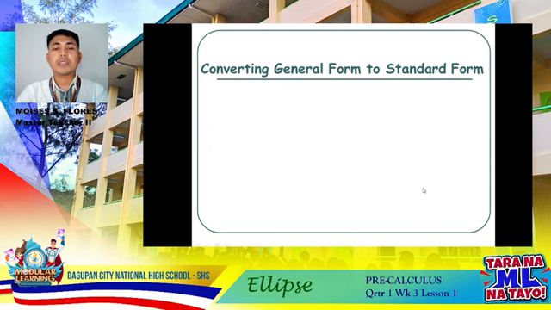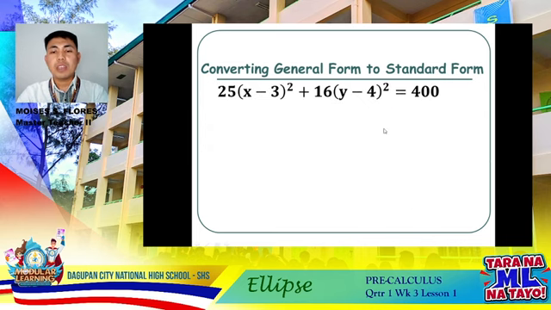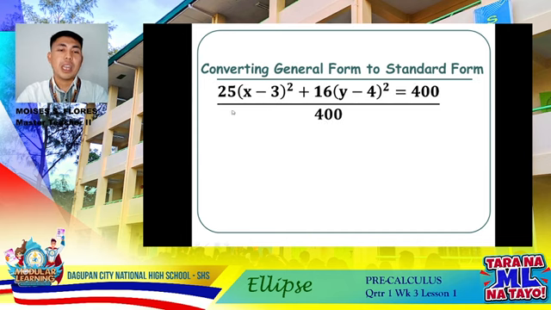Okay, after doing that, we remember that our standard form should be equated to 1. So how will you make your constant here equal to 1? Yes, you're right. We're going to divide both sides with 400. So divide both sides with 400. And what will you do with this? We simply get the lowest term, 25 over 400. And that is 1 over 16, or simply x minus 3 quantity square over 16.